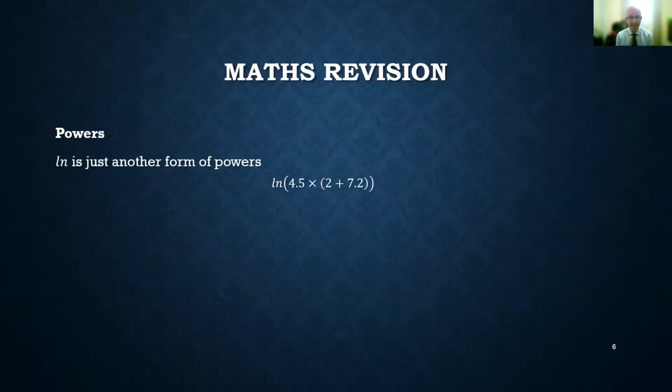Okay, powers. Well, also in investment management, we use logarithmic functions, and ln is just another form of powers. Ln is the natural logarithm, but logarithms are just another form of powers. And so ln of 4.5 times, open brackets, 2 plus 7.2, well, we go to BODMAS, and that's going to tell us we do the thing inside the brackets first. And so 2 plus 7.2 is inside the brackets, so we do that first, then we multiply it by 4.5, then we take the natural logarithm.